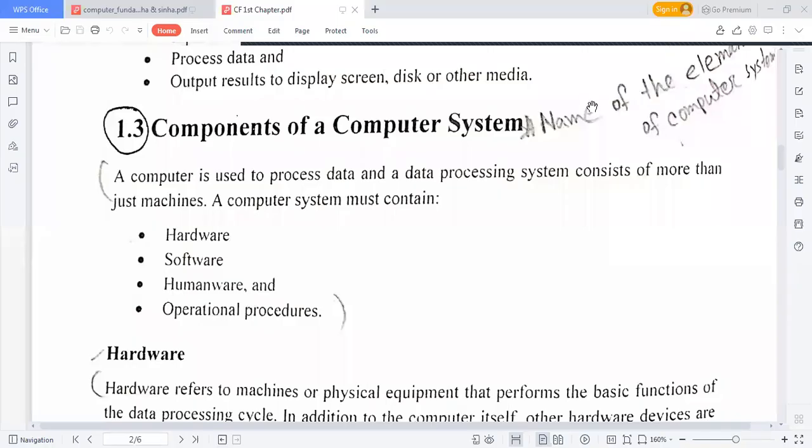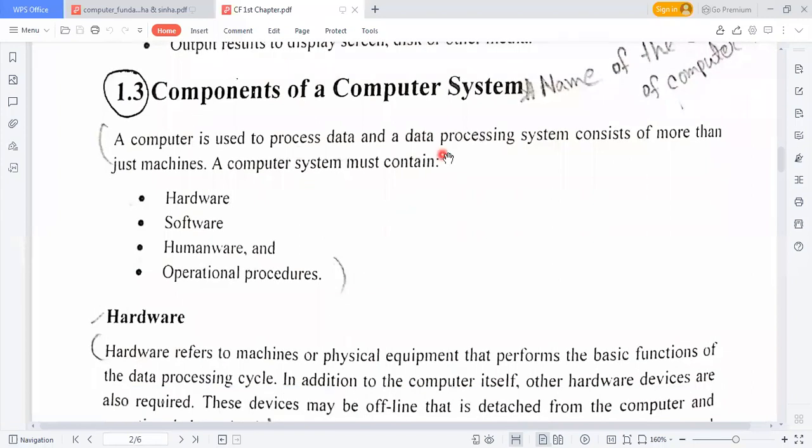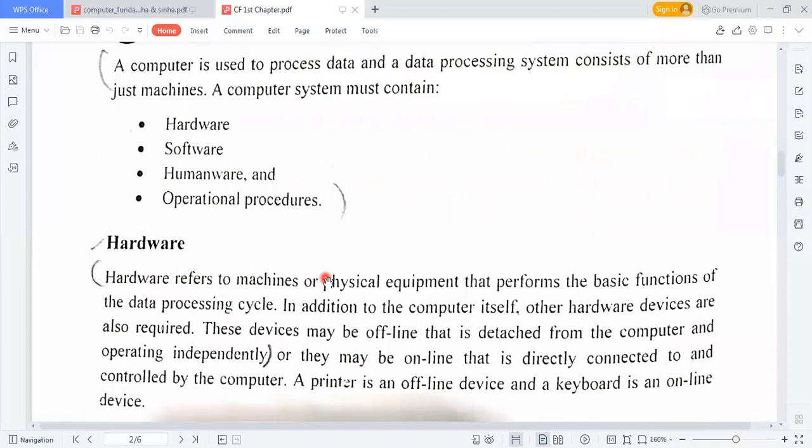The components of a computer system. Now, components of a computer system. A computer is used to process data, and a data processing system consists of more than just a machine. A computer system must contain hardware, software, humanware, and operational procedure. So these 4 components of a computer we have discussed earlier.